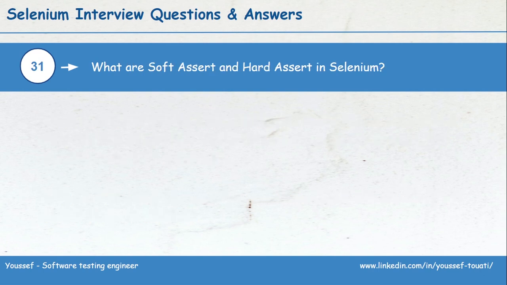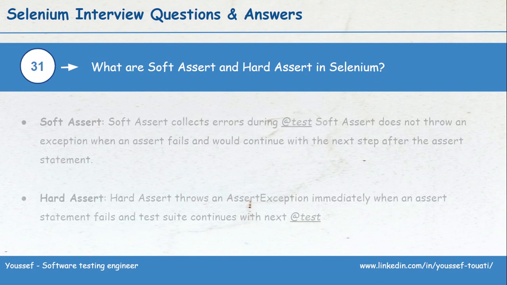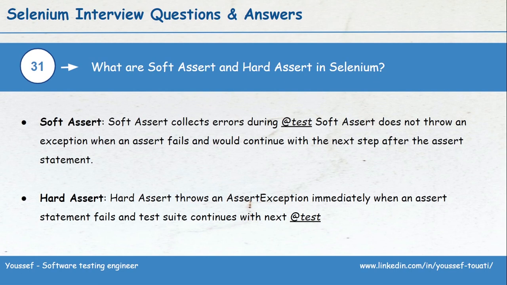Now, what are soft assert and hard assert in Selenium? Soft assert collects errors during the test. Soft assert does not throw an exception when an assert fails and would continue with the next step after the assert statement. Hard assert throws an assert exception immediately when an assert statement fails, and the test suite continues with the next test.